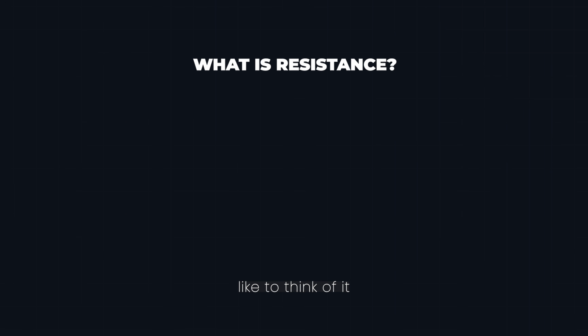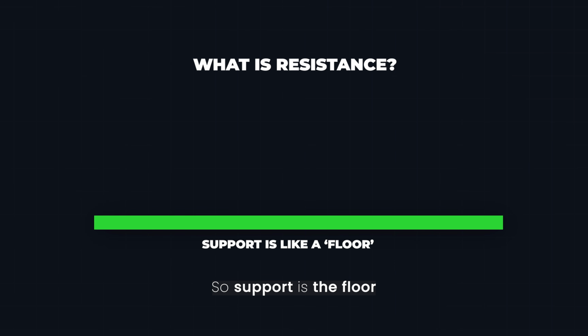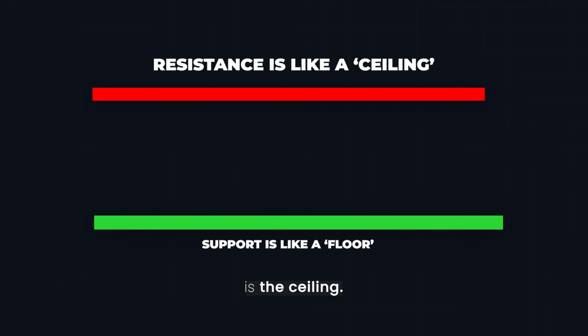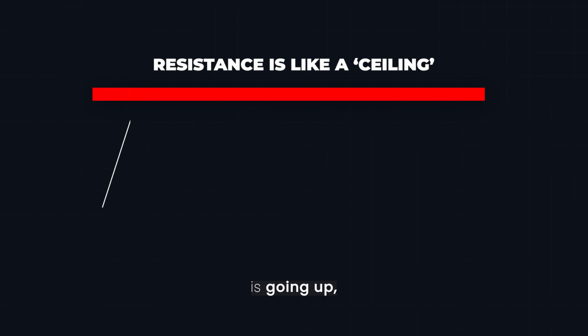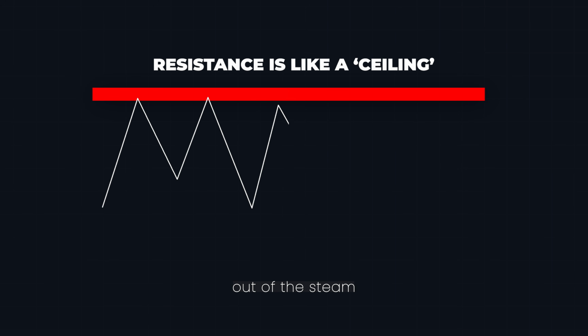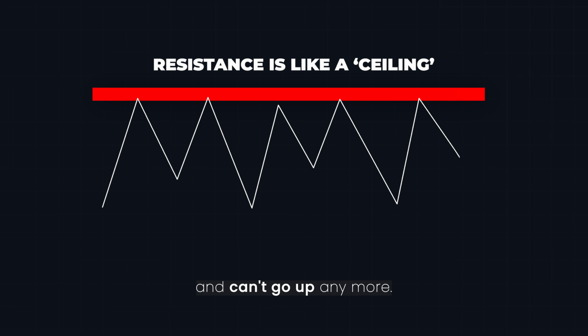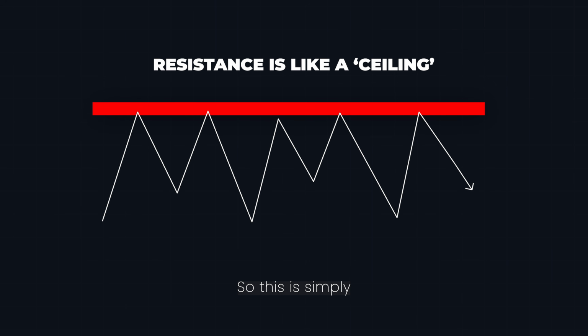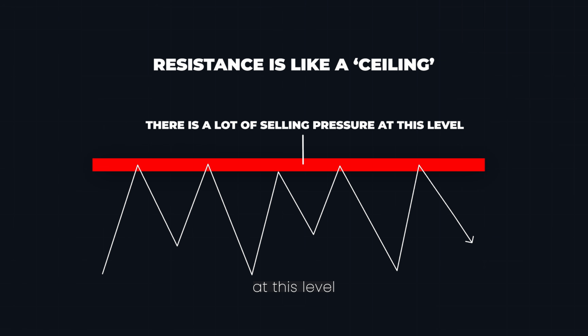Okay, so let's talk about the resistance. I always like to think of it as the opposite. Support is the floor and resistance is the ceiling. When the price is going up, it hits a point where it kind of runs out of steam and can't go up anymore. It's basically like if you try to jump to the ceiling, you're going to hit your head and just come down, right? This is what basically happens to the price. It tries to break through, can't manage it, and down it goes again. This is simply because there's a lot of selling pressure at this level, which basically results in the buyers being overpowered, causing the price to fall.